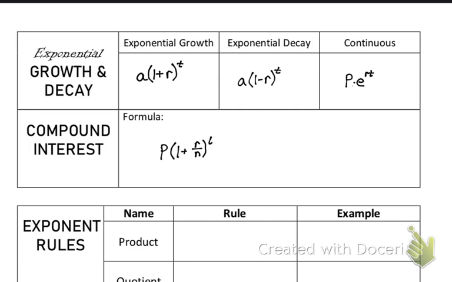I got to go. All right, raised to T times N, where N is going to stand for the number of times compounded yearly.